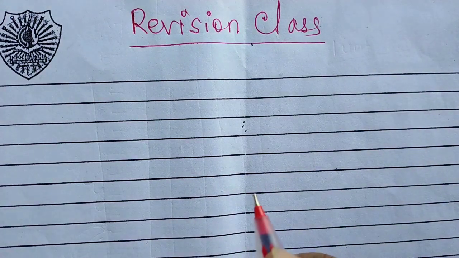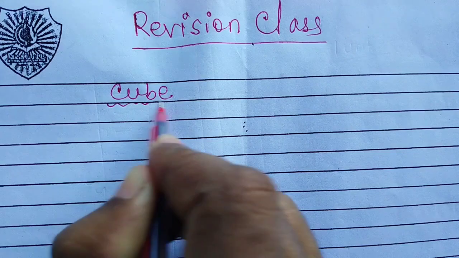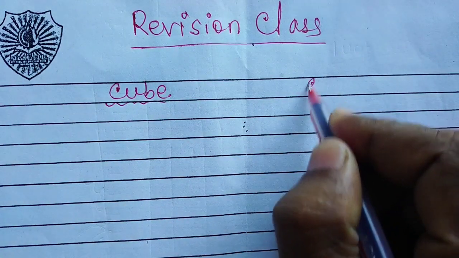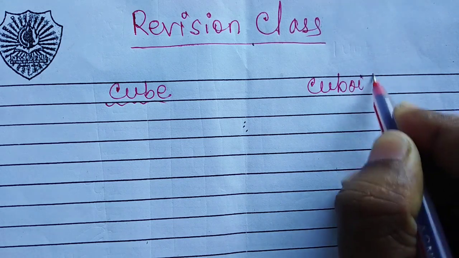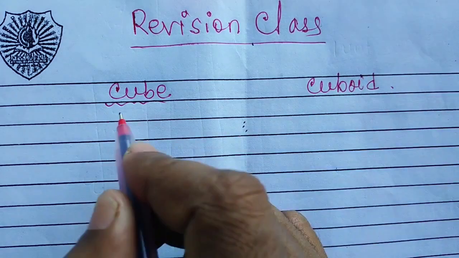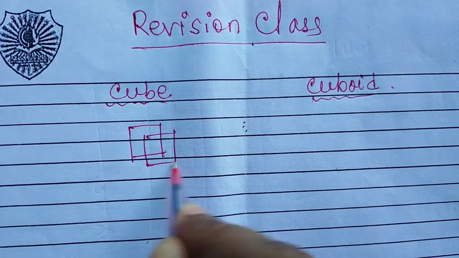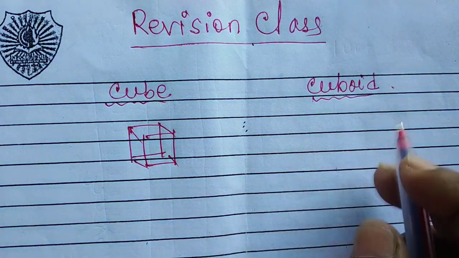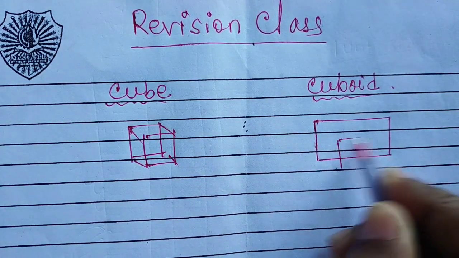This is a revision class, and in this class we have to find the volume of any surface. In our syllabus there are two types of surface: one is the cube and the other is the cuboid. What is a cube and what is a cuboid? A cube looks like a dice and a cuboid looks like a brick.